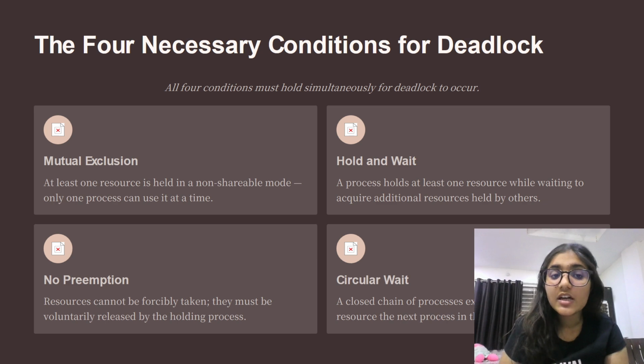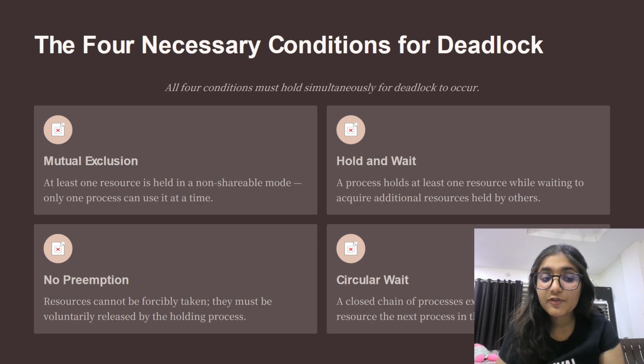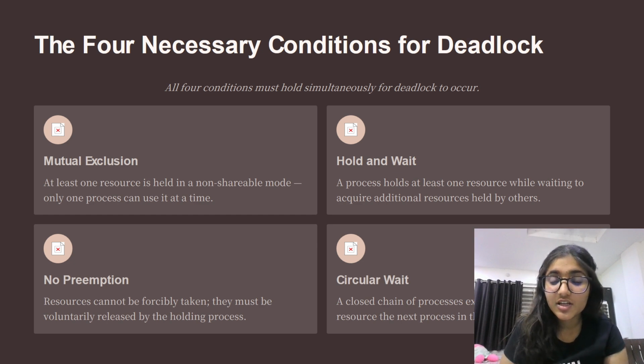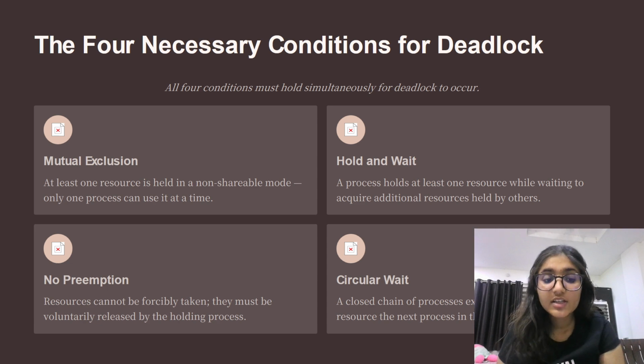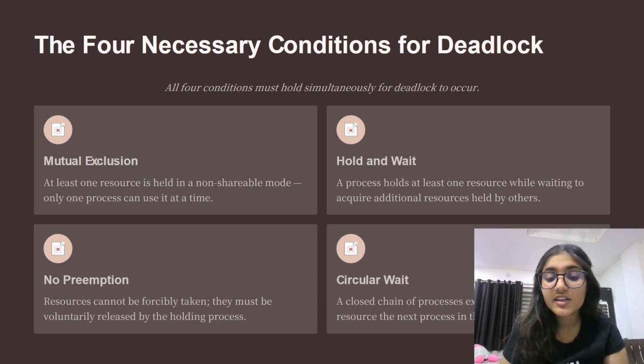Now we'll see the four necessary conditions of deadlock to appear. The first is mutual exclusion. The second is hold and wait. The third is no preemption. And the fourth is circular wait. So, all these four conditions must hold simultaneously for the deadlock to occur.